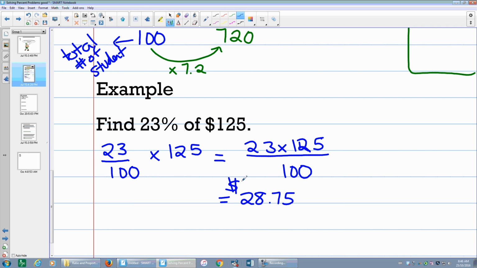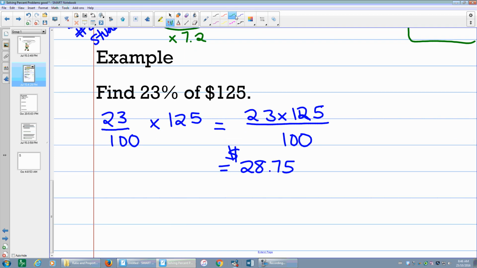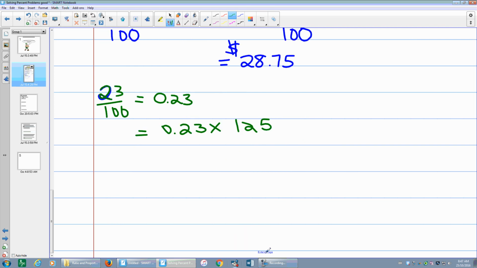Another method that I can do is using my decimal method. So I can take 23 over 100 and I divide it. 23 divided by 100 gives me 0.23. In my next step, I take 0.23 and I multiply it by 125, my total amount. What do I get when I do that? Again, it shouldn't come as a shock. It's $28.75.